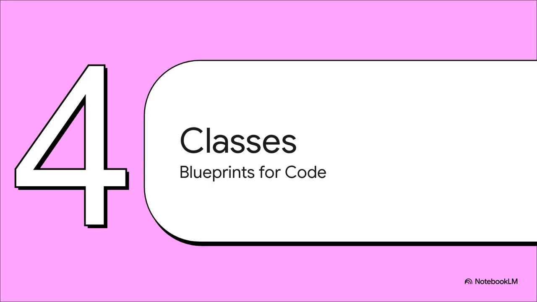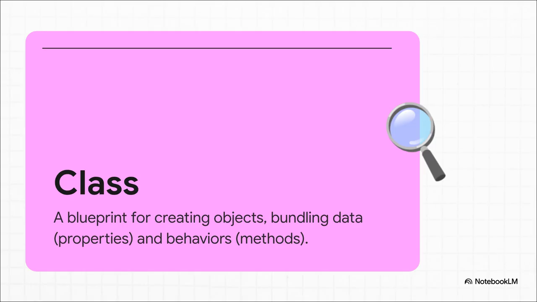All right, so up to this point, our code has been kind of like a pile of loose Lego bricks. We have our function bricks and our variable bricks. That's fine for small projects. But what happens when you want to build a giant, complex program? You need a better way to organize things. You need blueprints, and in programming, our blueprints are called classes. And this is such a critical idea to get right. A class is not the thing. It's the plan for the thing.